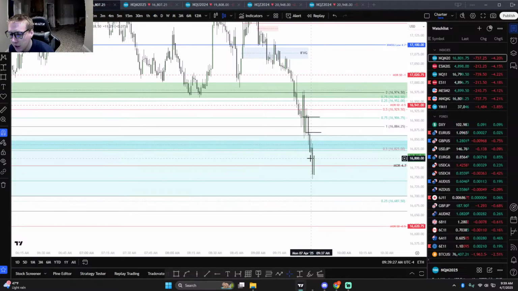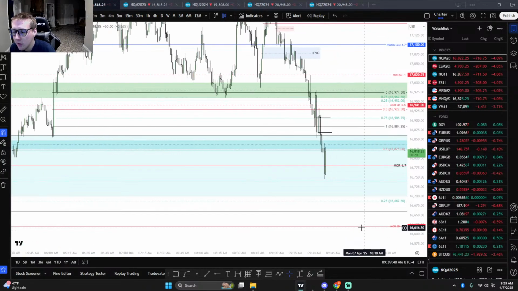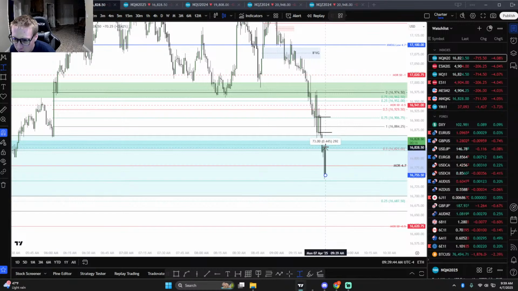We'd have to see immediate speed from this. And notice how we did that right before we got to this low. So we didn't take this low and now we're already back in here. How would that feel? How many points is this candle? 73 points just on this 1 minute candle.